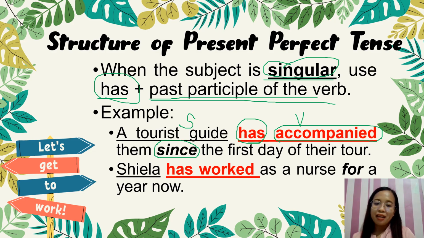Okay po? Next example, Sheila has worked as a nurse for a year now. Okay, so subject, Sheila, and then the verb is has worked. Has worked. Okay? So, yan. So, notice si Sheila is singular. So, ang gamitin natin ay has. And then, the past participle of the verb, work. Worked. Okay? And, notice, gumamit tayo ng word na for.